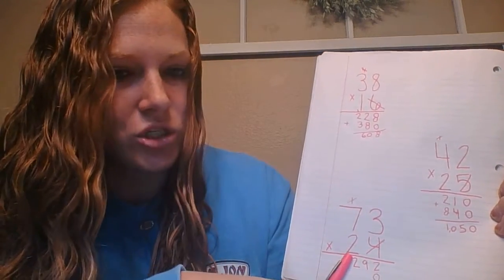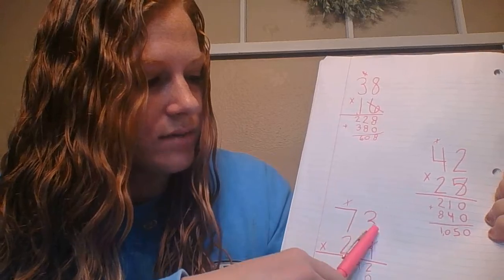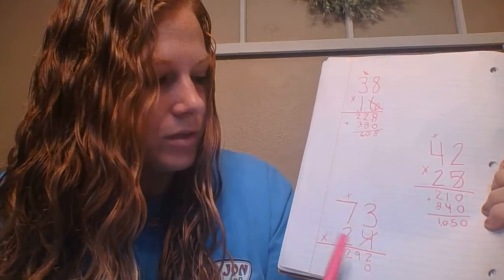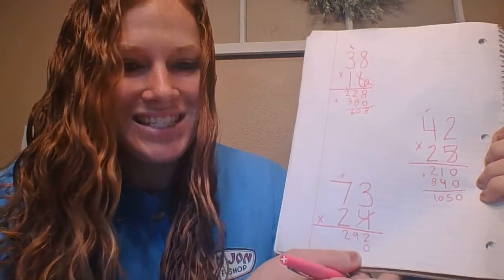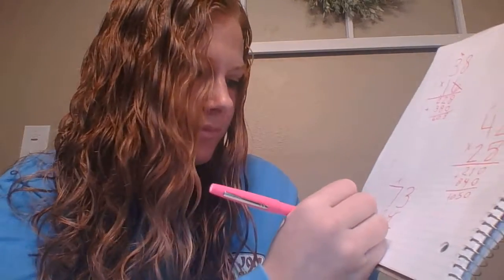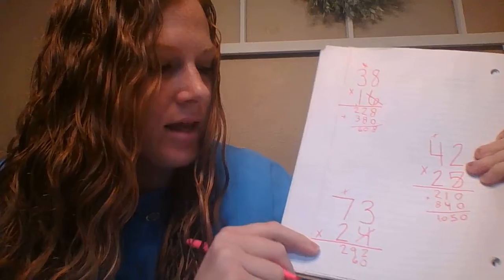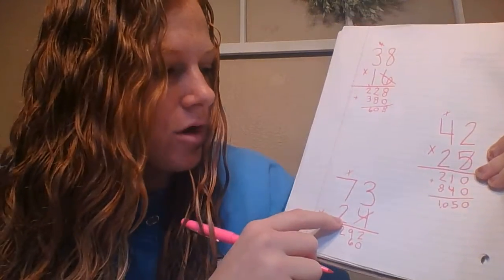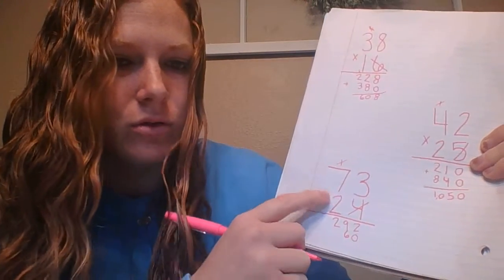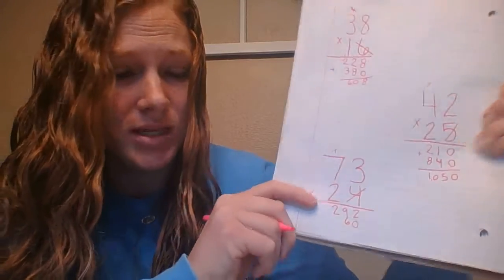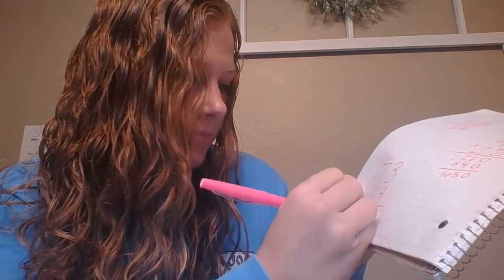Next, we're going to move on to this 2. We're going to do 2 times 3, or 2 por 3. 2 times 3 is 6, or 6. And the last two numbers that we're going to multiply together are 2 times 7, 2 por 7, which is 14, or 14.